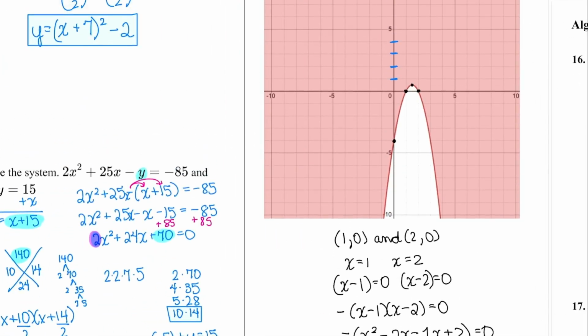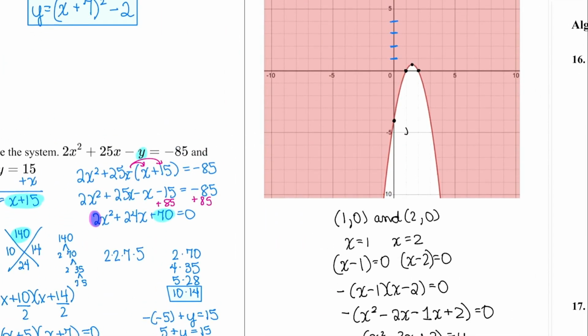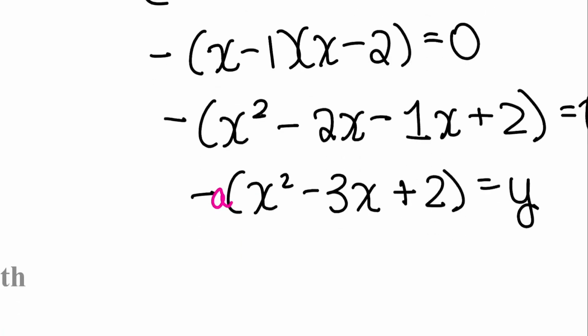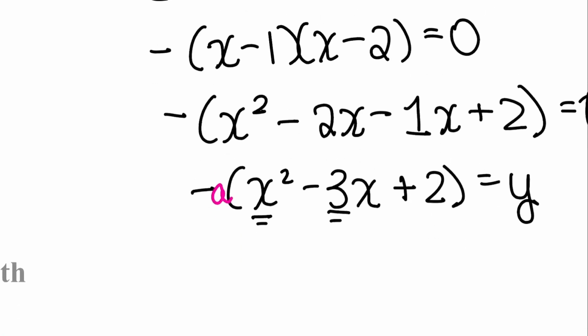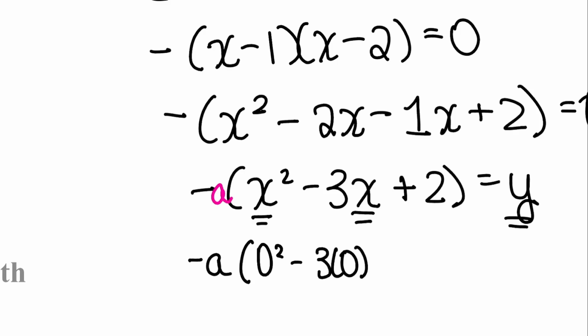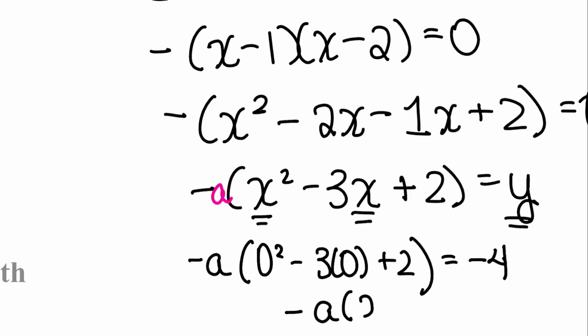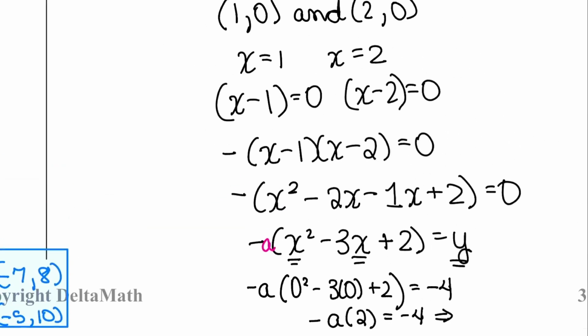We need to figure out the stretch or compression here. And we also have this other point that we've not used yet, (0, negative 4). So I'm going to plug in 0 for x and then negative 4 for y, and then we're going to find out our a value there. So if I get 0 squared minus 3 times 0 plus 2 equals negative 4, so inside of my parentheses, I'm just going to get a 2, and then I'm going to get negative 4. So you can see here that a is going to equal 2.